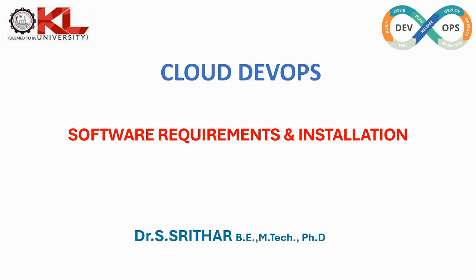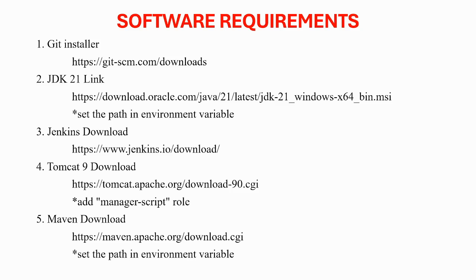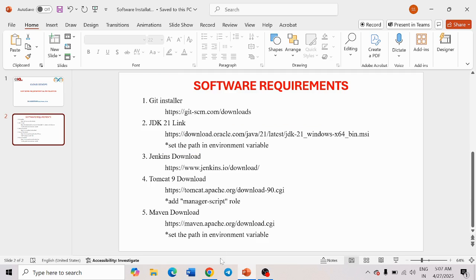Good morning. In this session, I am going to discuss how to install the required software for Cloud DevOps. These are the mandatory software. First is the Git installer, second JDK 21, third is Jenkins, fourth is Tomcat, fifth is Maven. Let me start with the first, the Git installer.